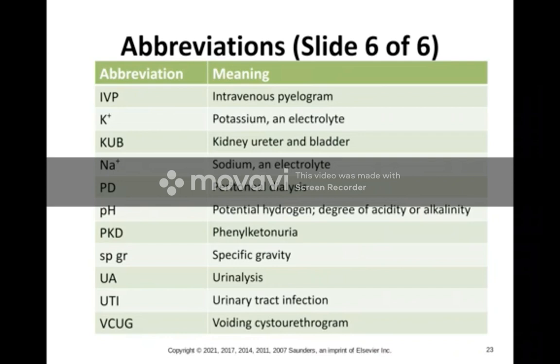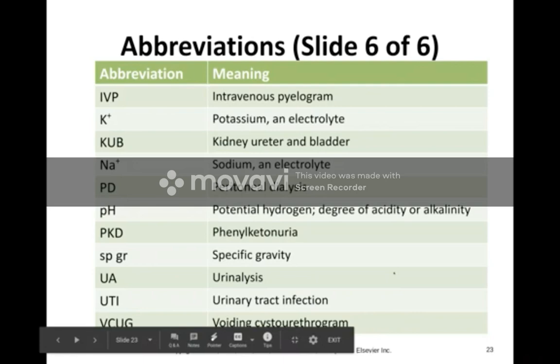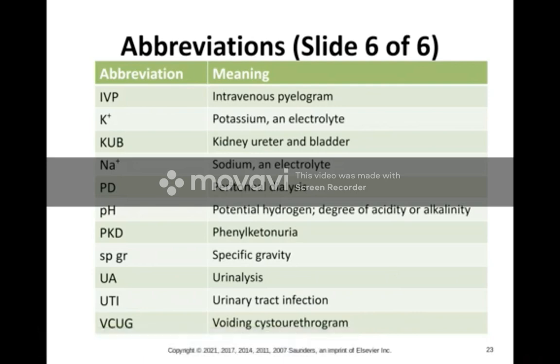KUB is kidney, ureter, and bladder. Na plus is the chemical abbreviation for sodium, another electrolyte. PD stands for peritoneal dialysis. pH is the potential of hydrogen. This is the degree of acidity or alkalinity. PKD is phenylketonuria. SPGR stands for specific gravity. A UA is a urinalysis. A UTI is a urinary tract infection. And the VCUG, remember that's the voiding cystourethrogram.